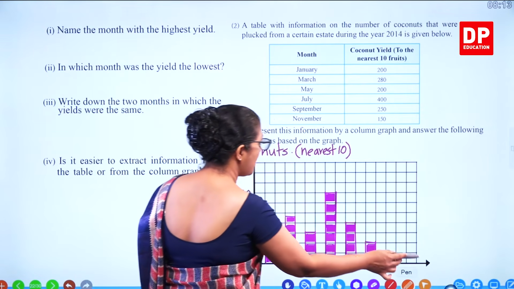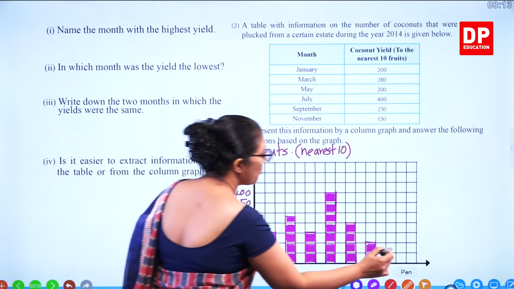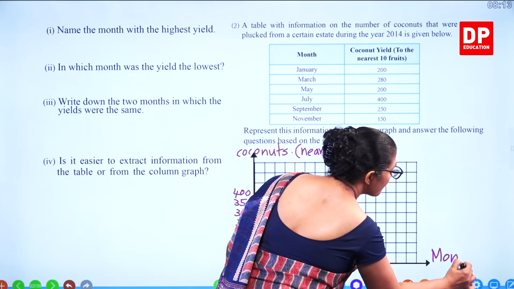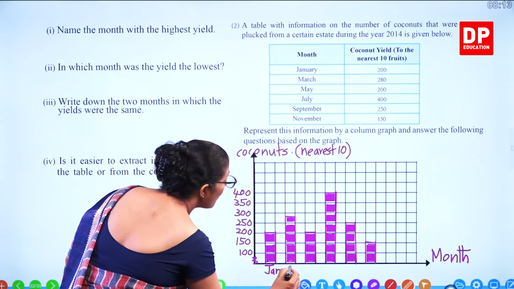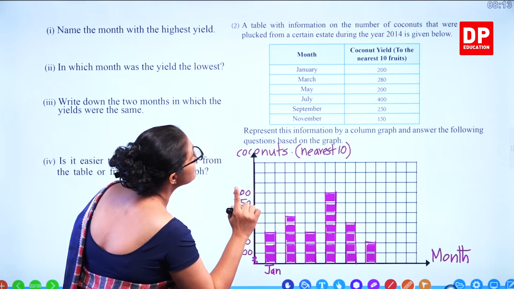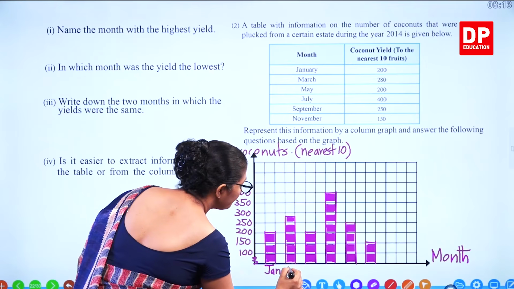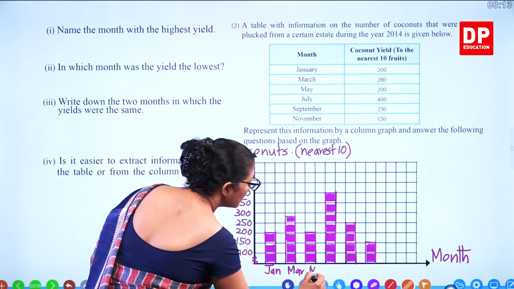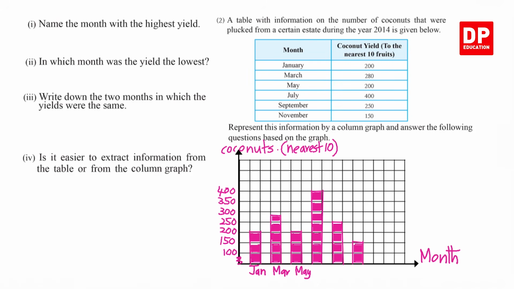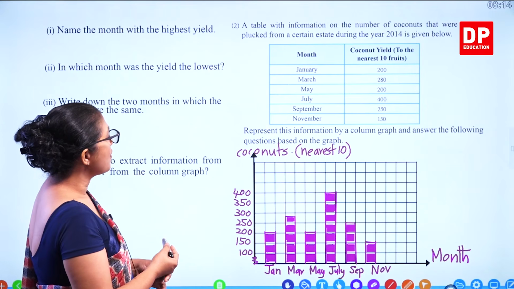And label this one as month, and this is January. Not all months are given: January, March, May, July, September, and November. So that's the column graph.